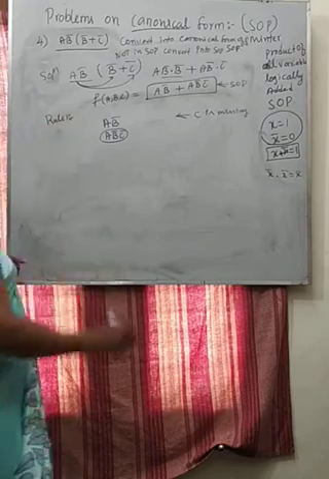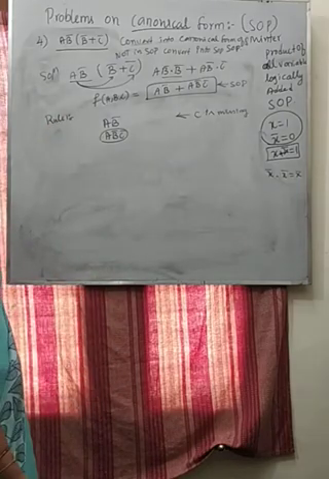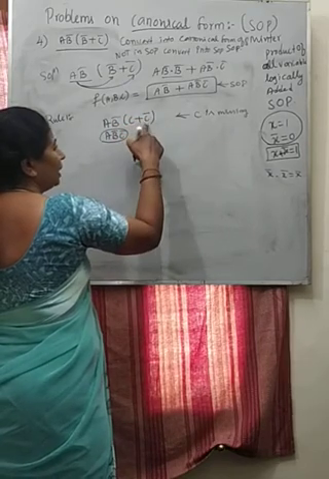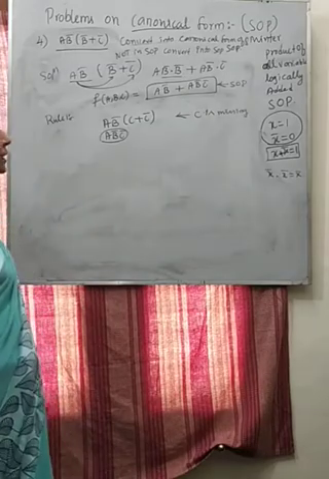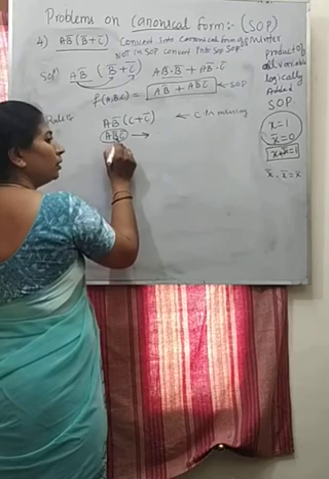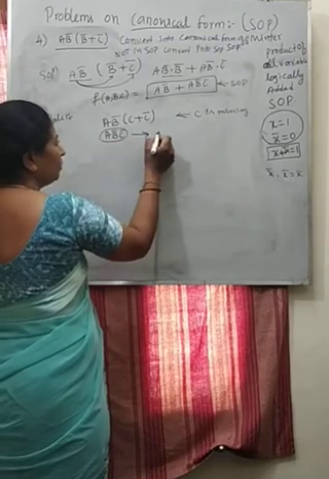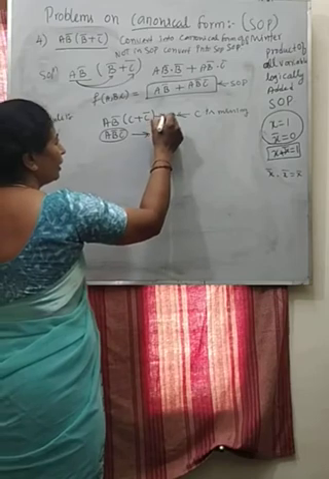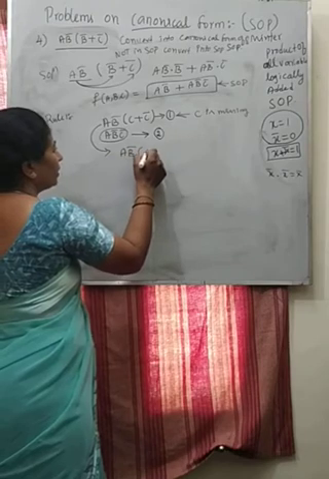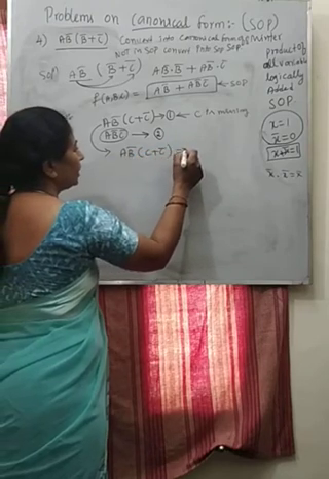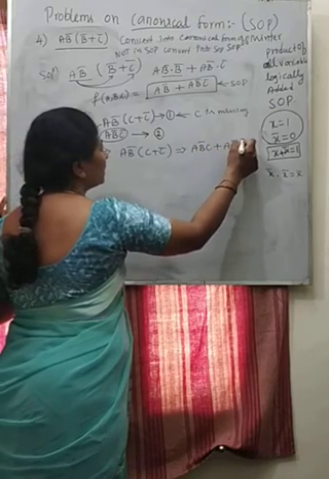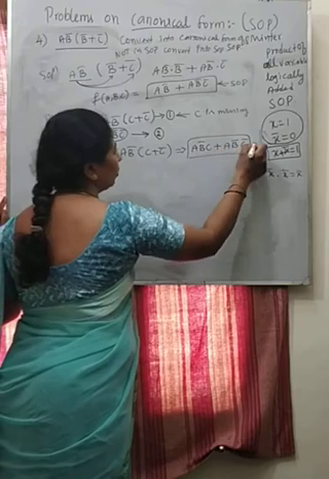What is rule 1? Identify the missing variable. Include that missing variable into the term by adding the missing variable and its complement. The second term is already complete. All the variables are there in the term. There is no need to simplify. This is your first one. Distribute that one into AB complement into (C plus C complement). What will you get? AB complement C plus AB complement C complement. This is your first equation now.